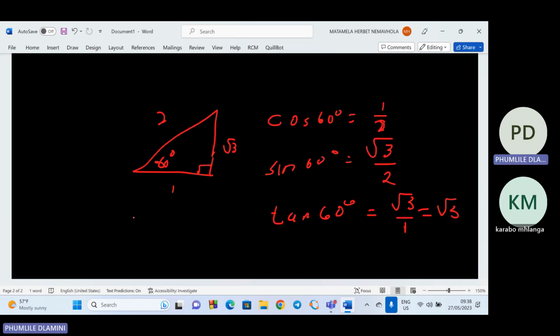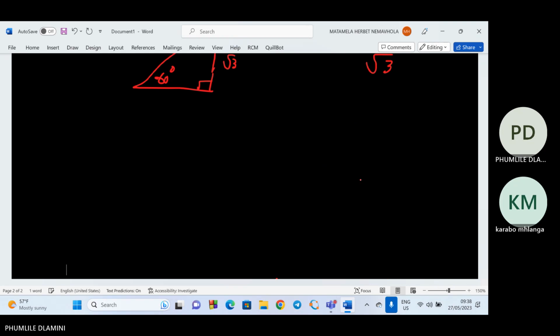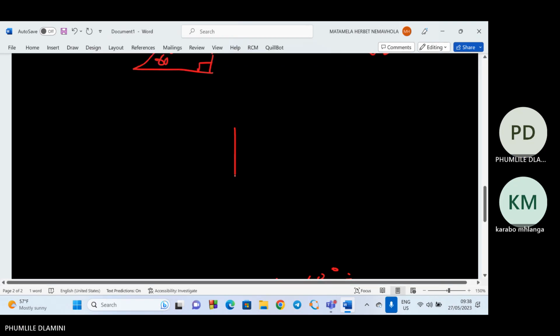Then we also have another special angle. The other special angle we have is 45 degrees. The special angle of 45 degrees is when you say tan 45. So you must check that when it's 45, I start with tan. When it's 60, I start with cos 60. I know it's 1 over 2. When it's 30, I start with sine. I know sine 30 is 1 over 2. So tan 45 is 1 over 1, which is 1.